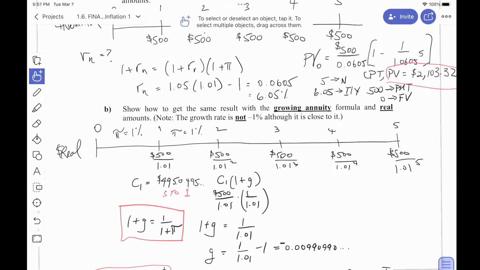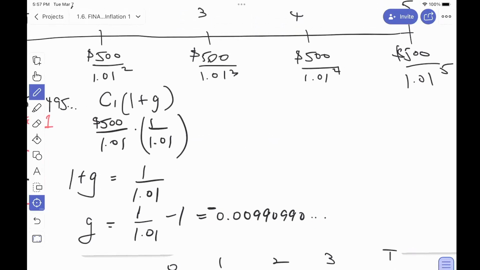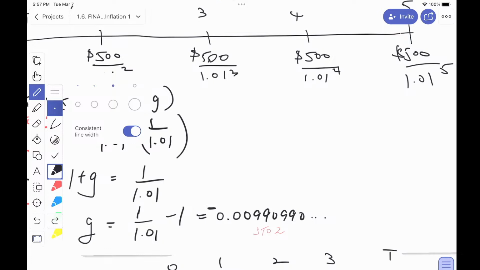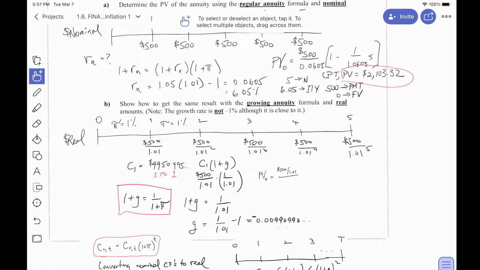So then putting this into my formula for growing annuity is all I have to do next. And I'm not going to write out this repeating decimal, I'll just use G, but I should have that in storage as well. So I'll store this in 2. So then the present value at time 0, let's use a thicker pen, is equal to C1, which I will write as 500 divided by 1.01 over I minus G. I is our rate, and since we've got the nominal amounts here, I have to remember what the nominal rate is. The nominal rate was 6.05.